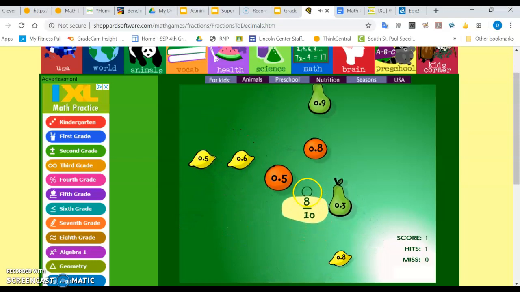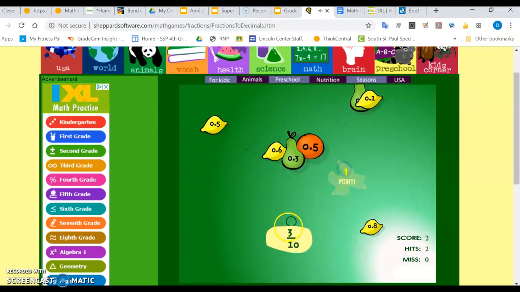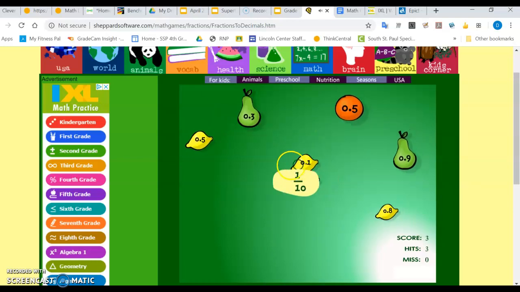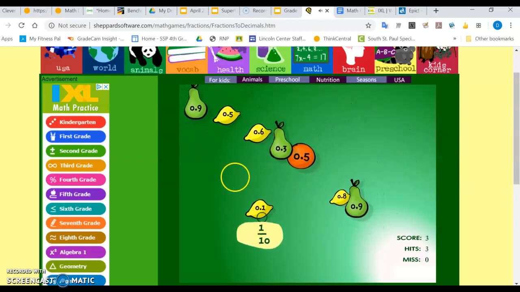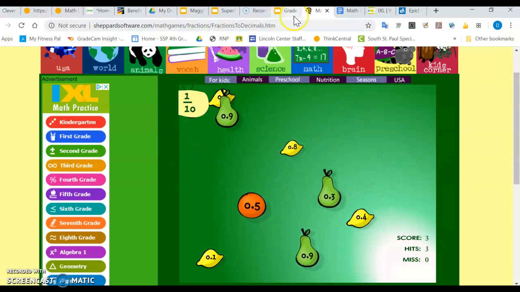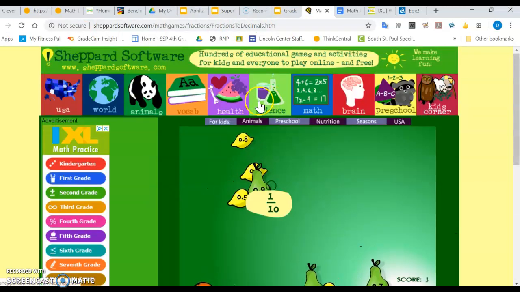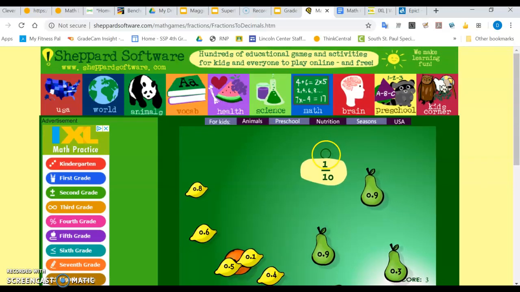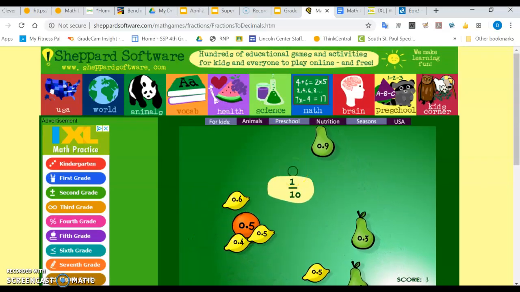Right there, you got it. 8/10ths. Oh, 2 for 2. 3/10ths. Ooh, see how many points you can get. And then, if you can, go back and play level 2. Or I know you can, but when you finish, go back and play level 2. If you want to try level 3, it's pretty challenging.